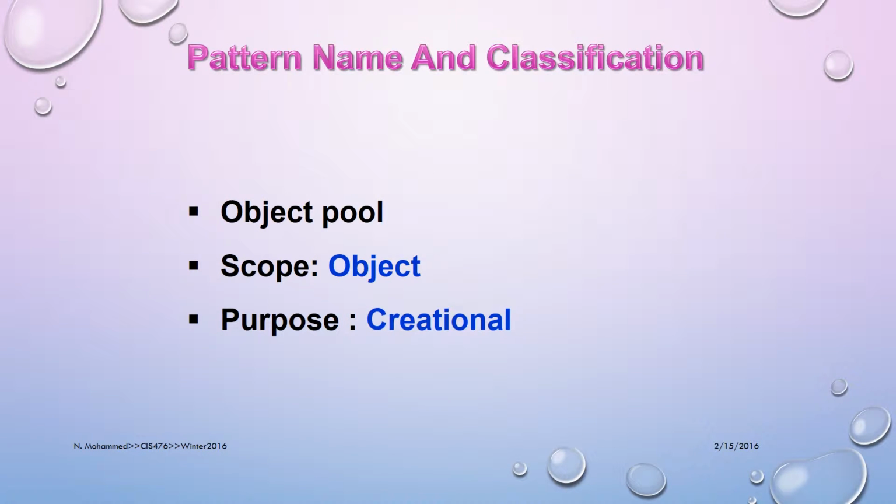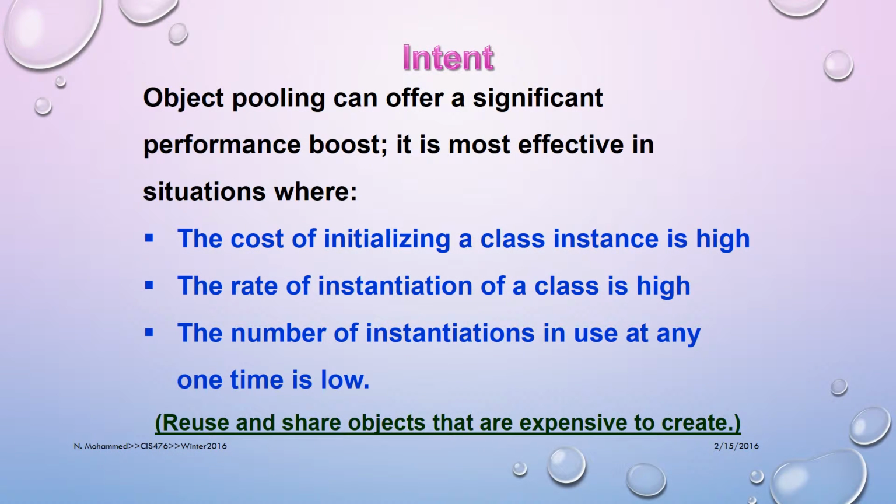The object pool pattern is a software creational design pattern that uses a set of initialized objects kept ready to use, like a pool, rather than allocating and destroying them on demand. Resources like memory and connections are expensive. The idea of the object pool pattern is to reuse already created and used resources.